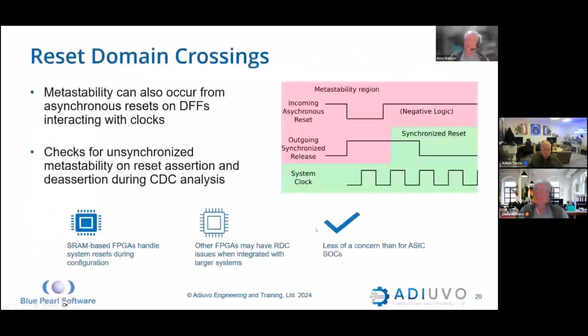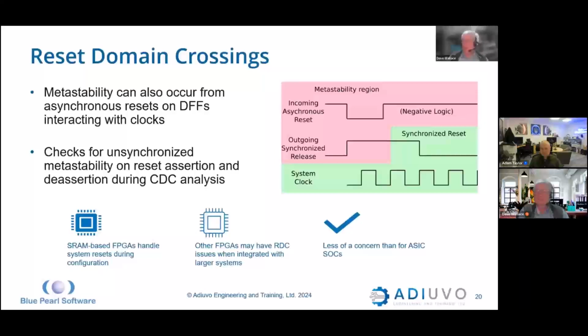So let me just have a little word about reset domain crossings, because metastability can also occur if you have asynchronous resets on your DFFs. It's not just the data input coming in you have to worry about. You potentially have to worry about asynchronous resets and how they're getting used. You can get unsynchronized metastability coming out either on reset assertion or deassertion.